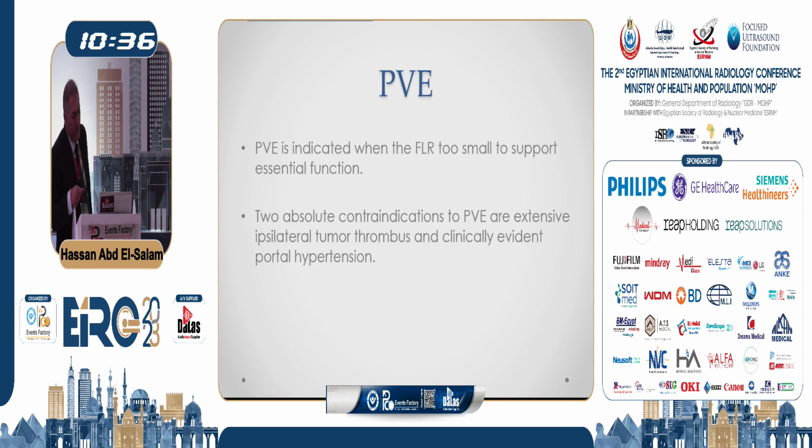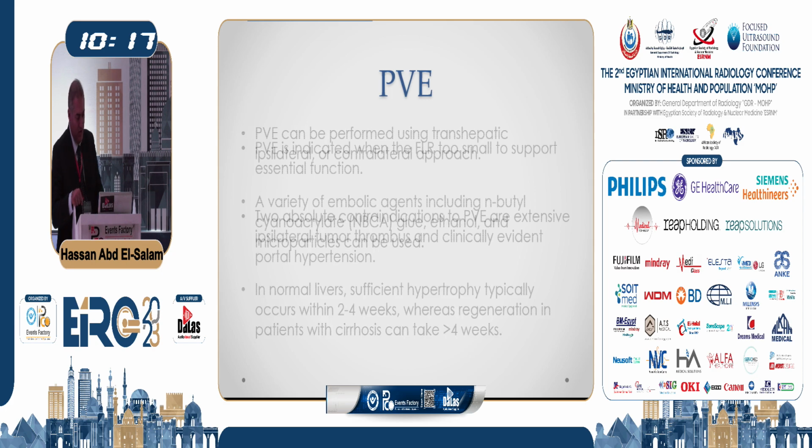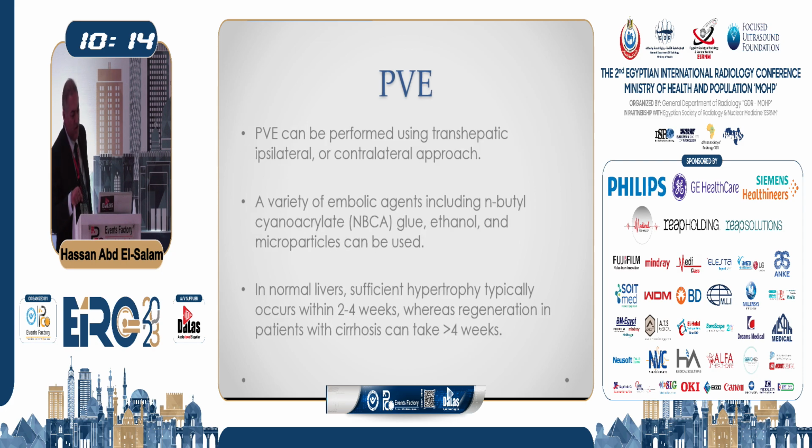Portal vein embolization is indicated when the remaining liver's volume is too small, so we want to increase it. Two absolute contraindications for portal vein embolization are extensive ipsilateral tumor thrombus and clinically evident portal hypertension. Portal vein embolization also can be performed using transhepatic ipsilateral or contralateral approaches. So either we go through the right lobe to embolize the right portal vein, or through the right lobe to embolize the left portal vein, and vice versa.